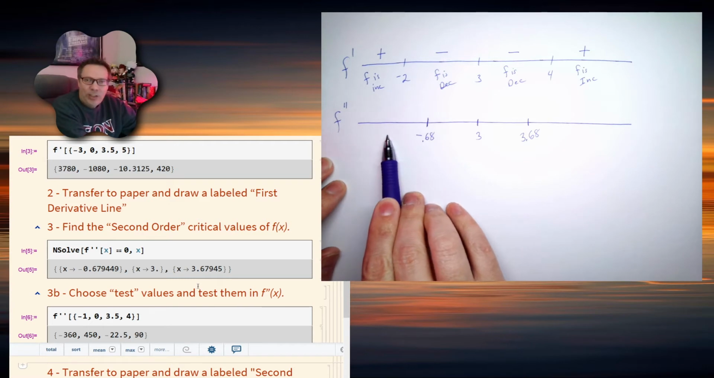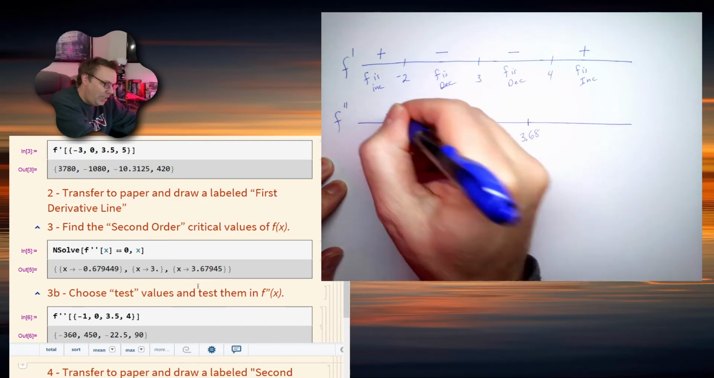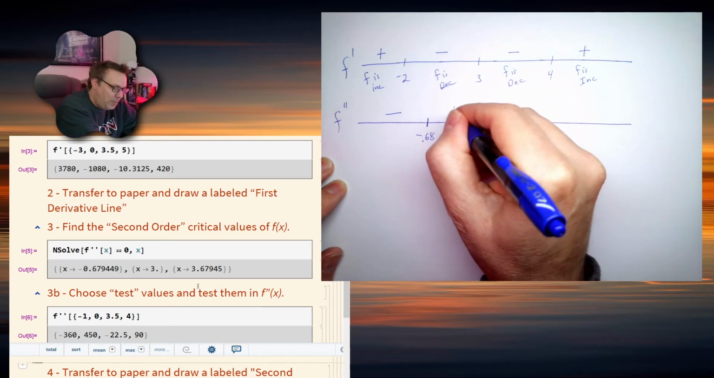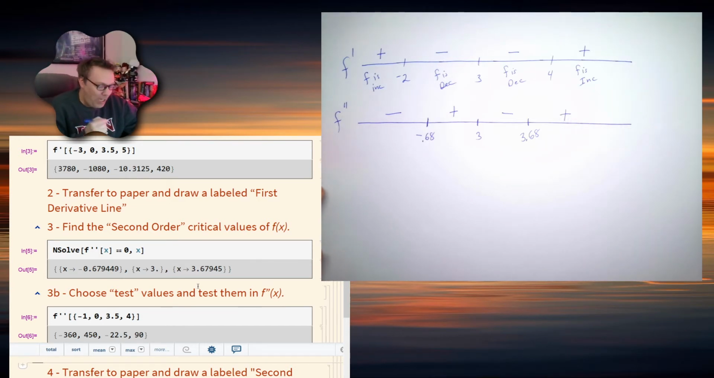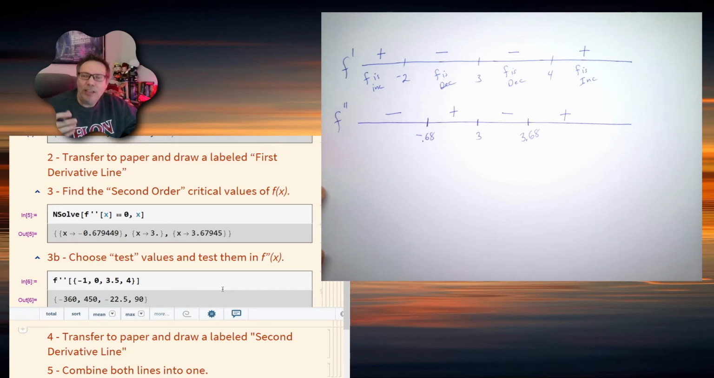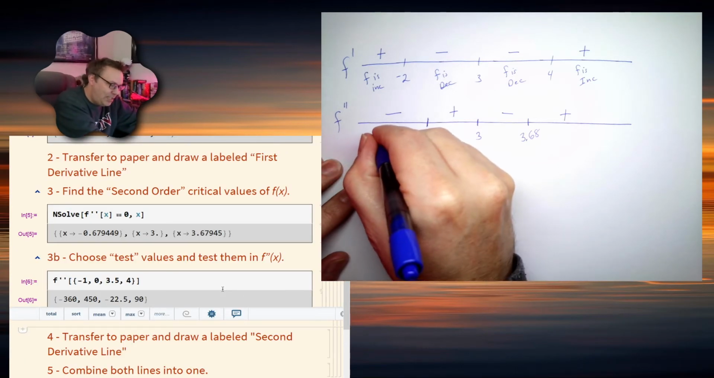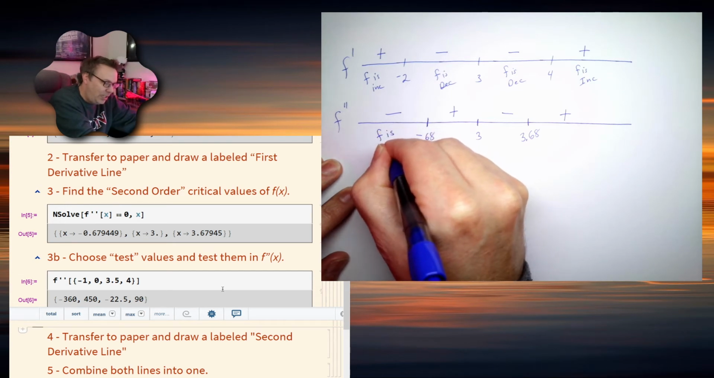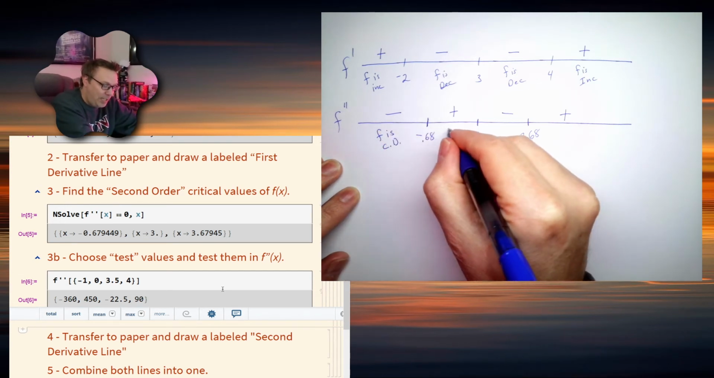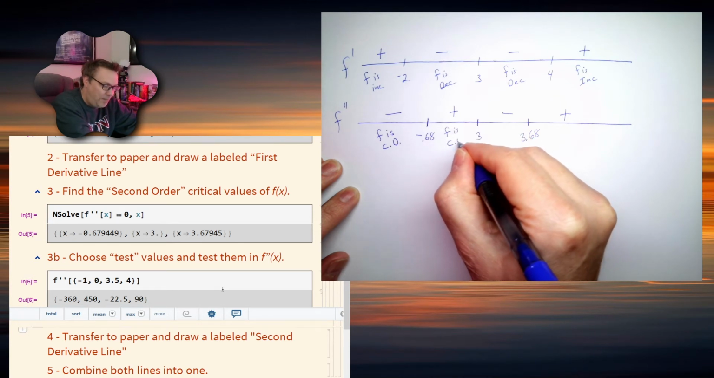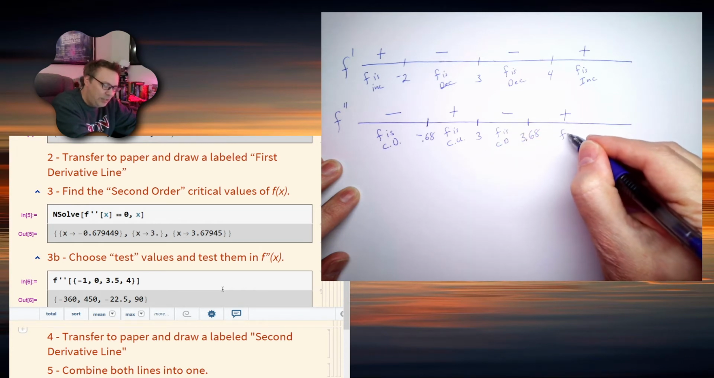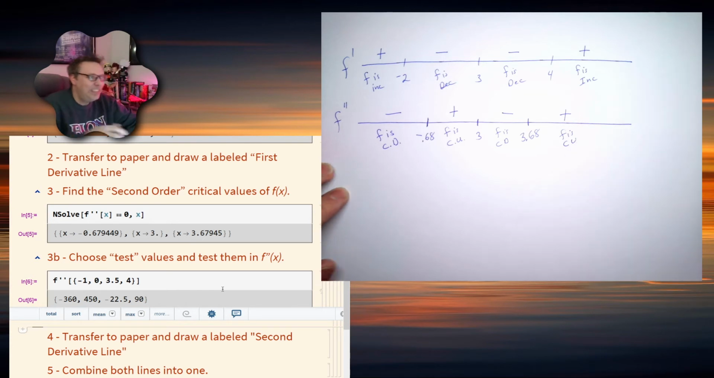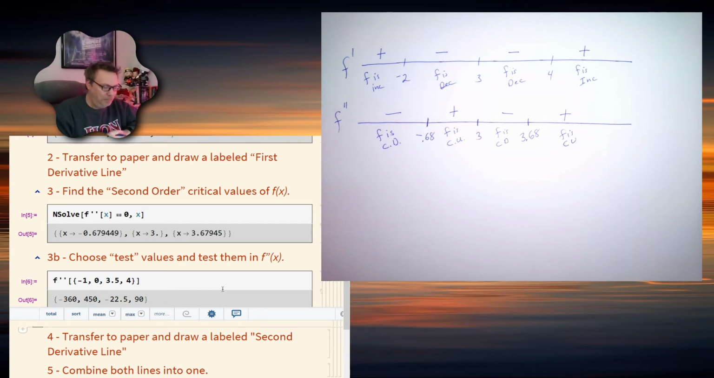Now, the test value that I chose over here was negative 1, and that produced a negative answer. Then I wound up getting a positive, a negative, and then the last one, which is positive. Now for my labeling, I want to transfer this and label this. So this minus sign says f is concave down. This plus sign, f is concave up. And then the same thing for these: concave down, f is concave up. Just take a few seconds to write this.